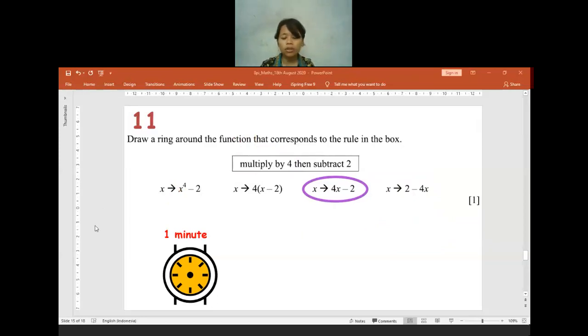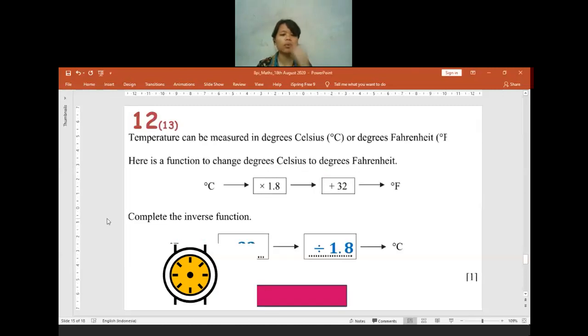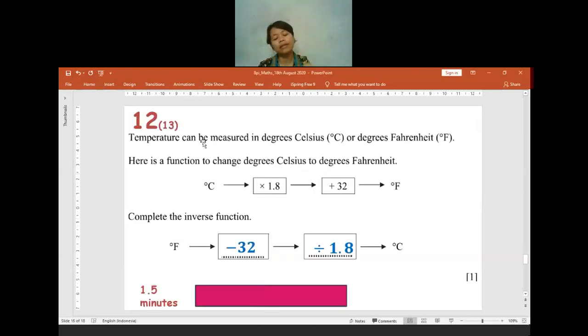Okay. For question 12, on the test I wrote it as question 13. Here we have to find the inverse function. We already have the function from changing degrees Celsius into degrees Fahrenheit. Now we are going to find the function if we have degrees Fahrenheit and we want degrees Celsius. So we just need to do the opposite.